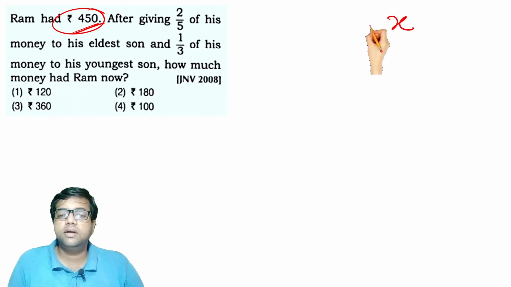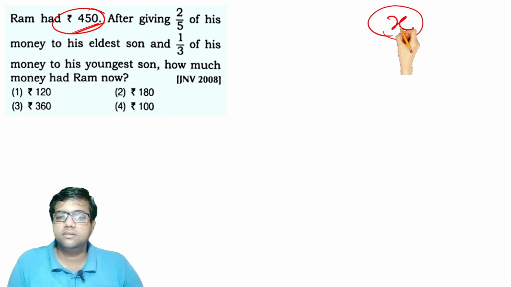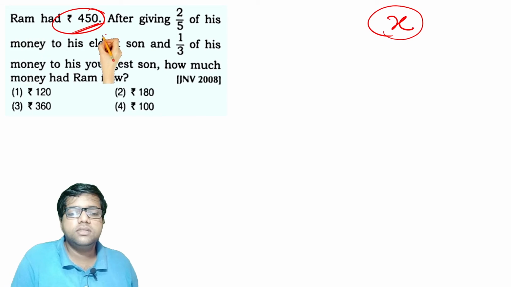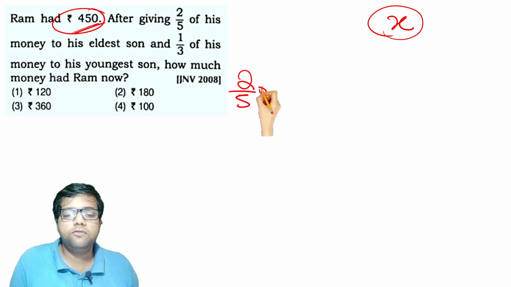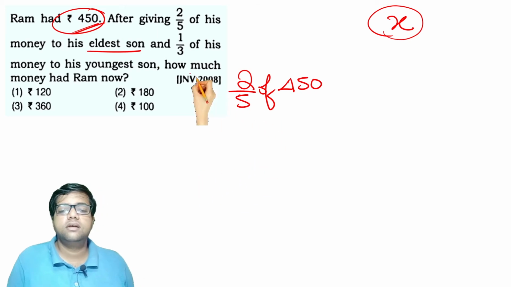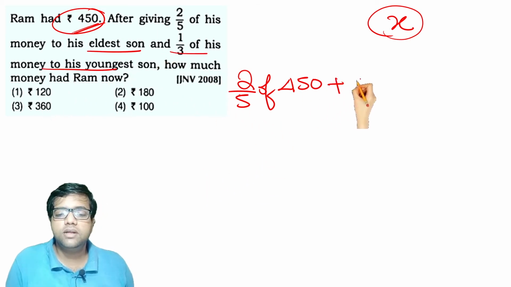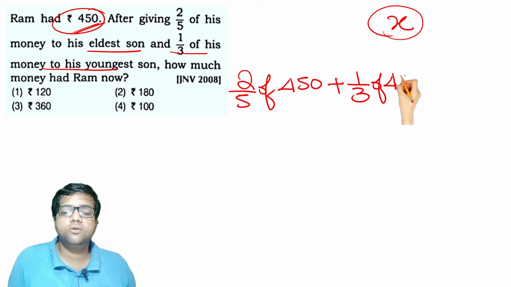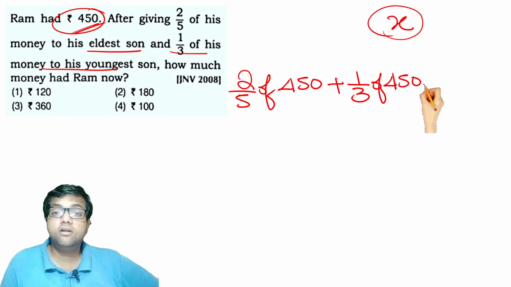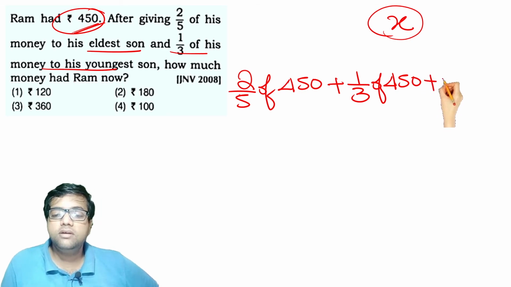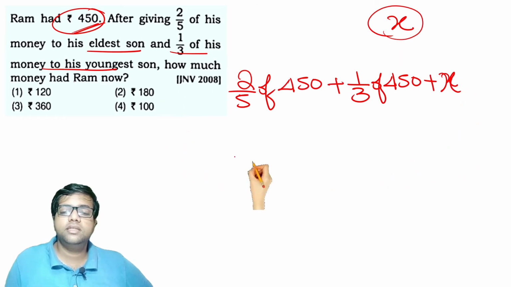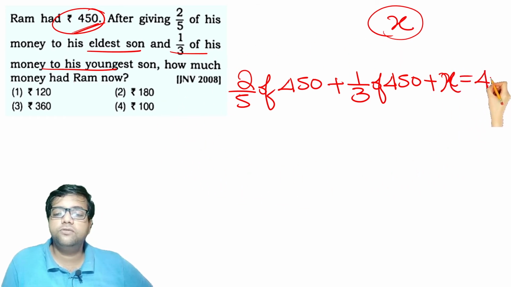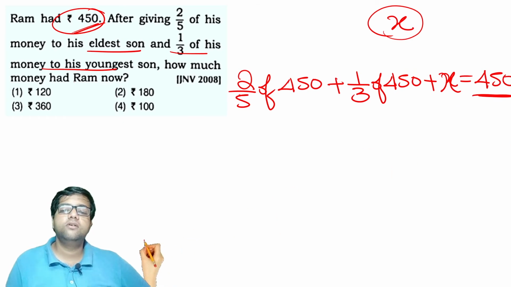So let us assume the money which Ram is having now is called X. Okay, it is X rupees. So what is the other information given to us? So he gave 2/5 of his money. 2/5 of 450 to his eldest son, and 1/3 of his money to his youngest son, plus 1/3 of his money. What is the total money? Is again 450. 1/3 of his total money to his youngest son, and he is left with another X rupees. So in total, this is the total money, right? This is the total money, which is equal to 450 rupees. The total rupees, 450 rupees.